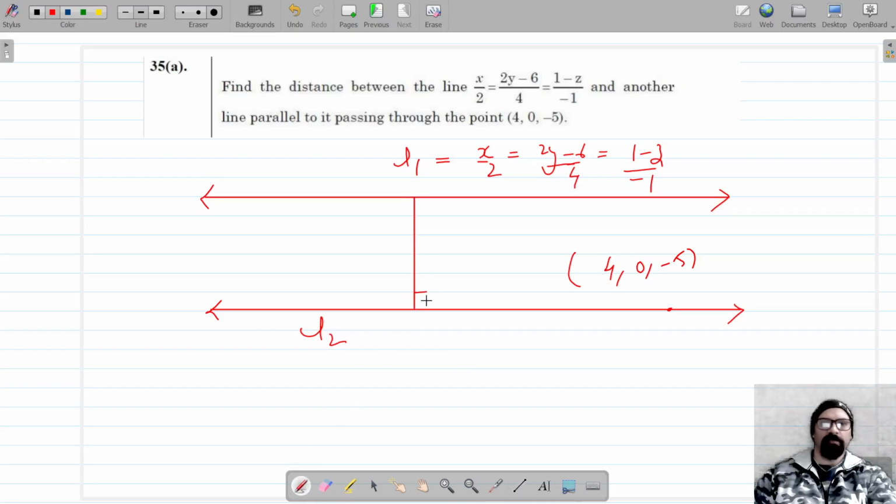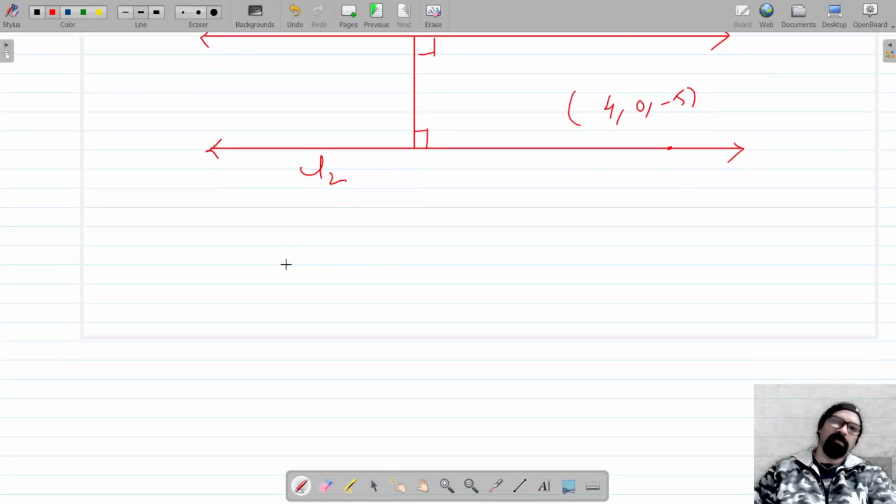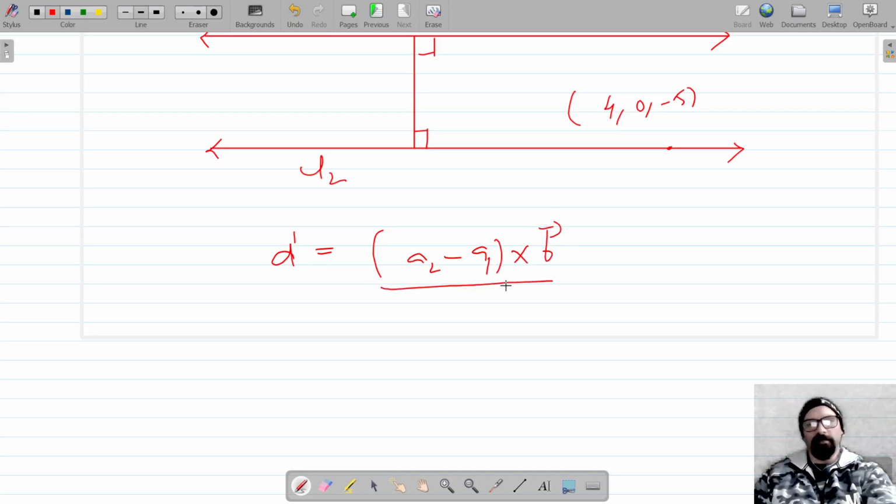So we have to find the perpendicular distance, that is d, and we know that the perpendicular distance between two parallel lines is given by a formula in the vector form, which is the magnitude of A2 minus A1 cross B divided by the magnitude of B vector, where A2 and A1 are the position vectors of the two parallel lines.